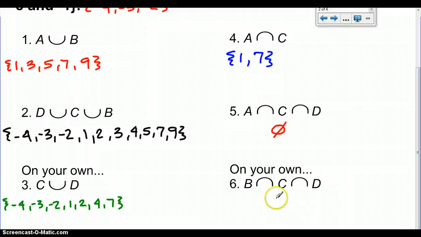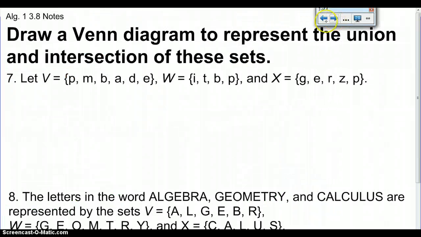I want you guys to do number 6, but before you go, I want you to change these letters to A, B, C. I think it'll be a better representation. So change it to A, B, C, and then pause it right now, and we will come back and see if we get the same answer. Okay, I'm back, and you can see that only the numbers 1 and 7 are in all three, A, B, and C. So hopefully you guys understand that. We're going to move on.